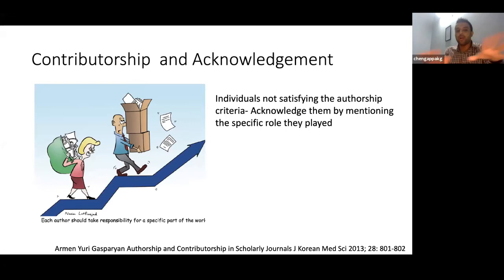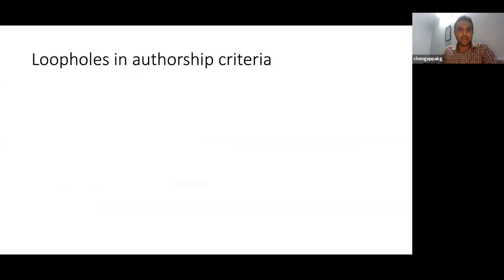And people who do not satisfy the authorship criteria, suppose somebody has done a search for you, so he has access to all the web bases, and that individual has done all the searches for you. You can acknowledge that individual in your paper and be very specific why you are acknowledging him. And before acknowledgement, make sure you take the permission of that individual, stating that you will be acknowledged in this paper. So there are some loopholes in the authorship criteria, all the 4 that I've told.